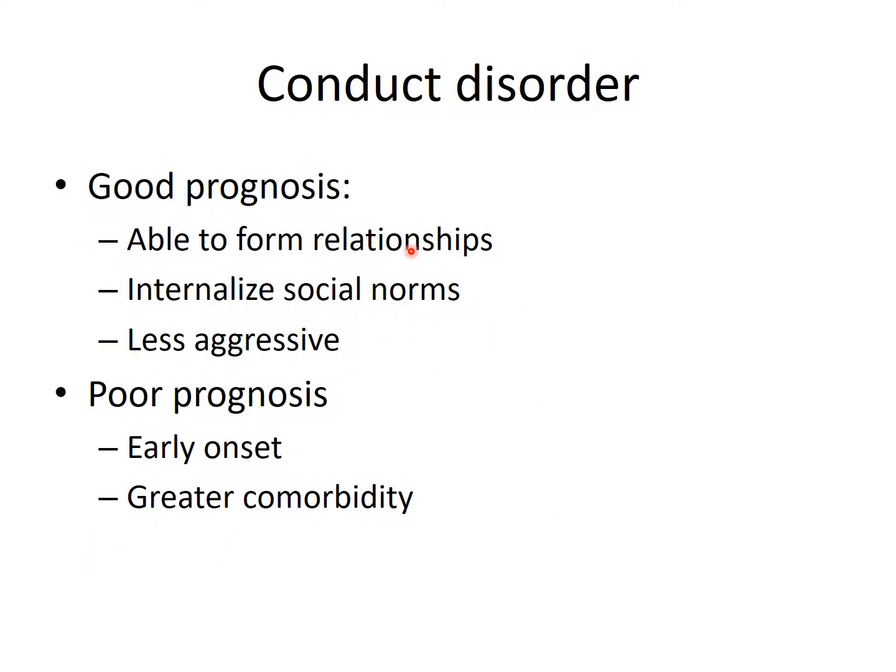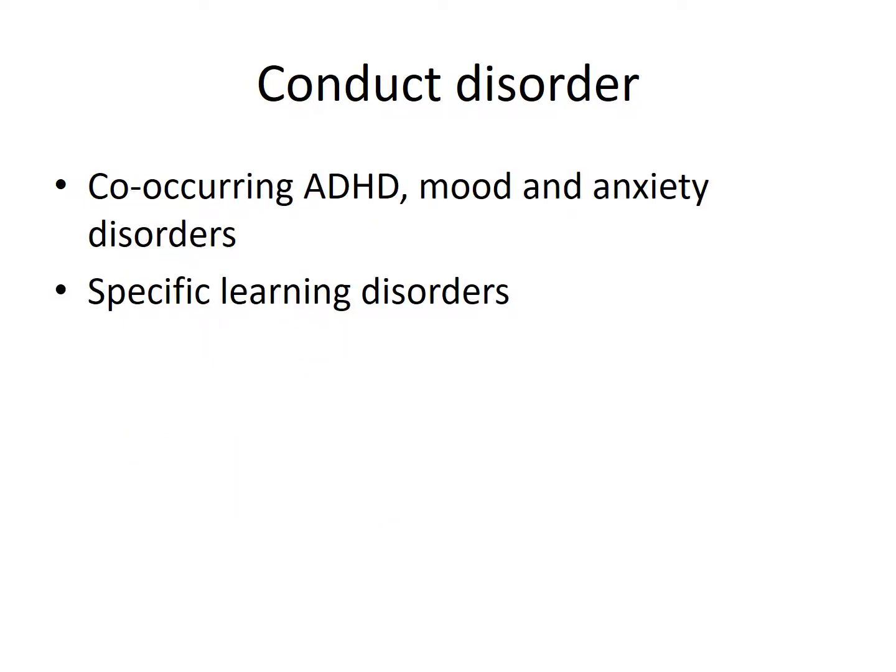Here's a good prognosis. Earlier onset, poor prognosis, early onset, greater comorbidity, like I just said. And more social norms internalized, that's better prognosis. Able to form relationships, that's also good. Can occur with mood, anxiety, and ADHD, and specific learning disorders, dyslexia, dyscalculia. Those can go along with conduct disorder. And some would argue that the conduct disorder is a coping mechanism for the underlying learning disorders. I'm not sure if I agree with that, but it does make some sense.